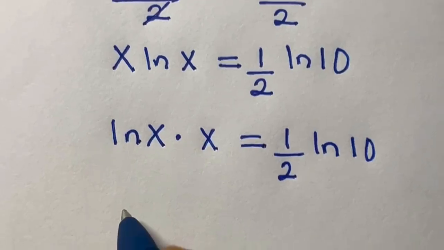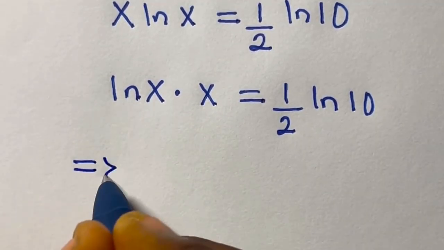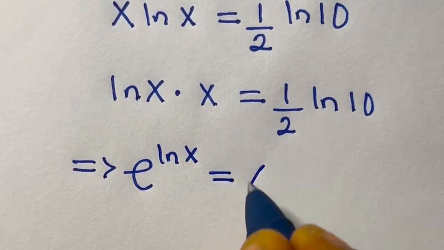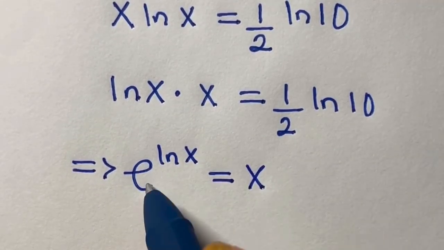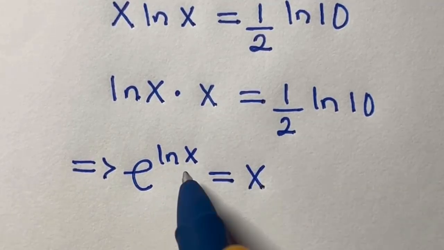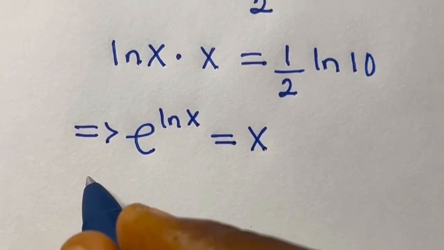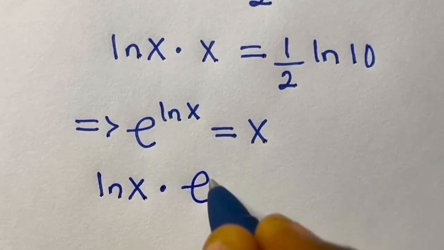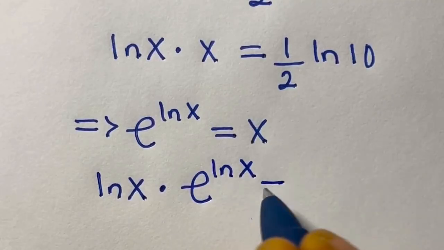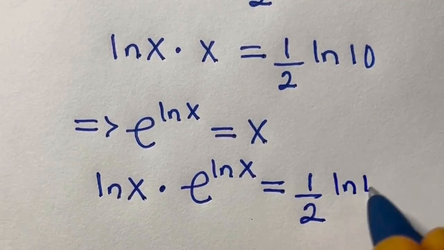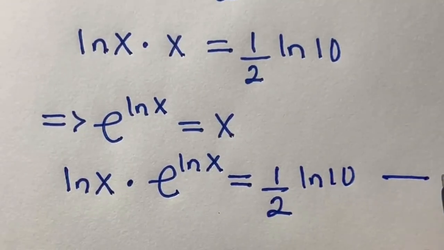So now let's note that exponential of ln x equals x, because the exponential cancels the ln, so that means we can replace x with this. So we have ln x multiplied by exponential ln x equals 1 divided by 2 ln 10. Let's take this as our equation 1.